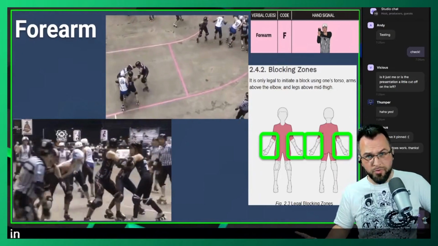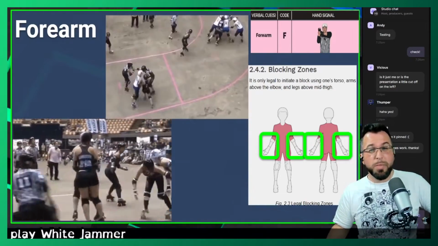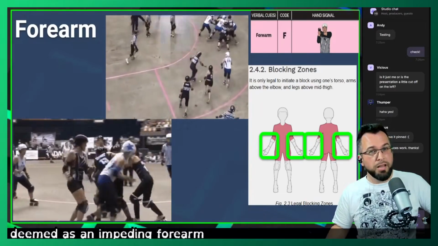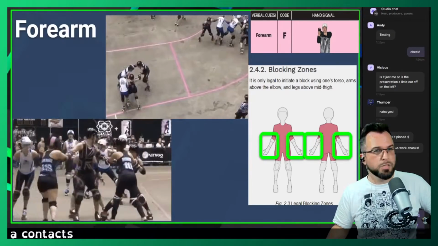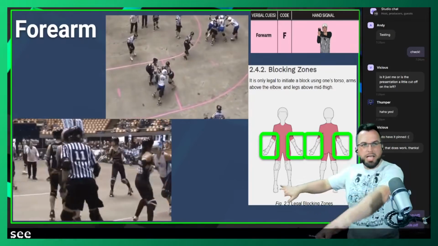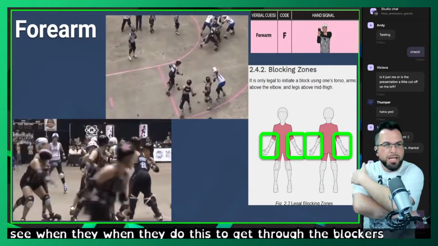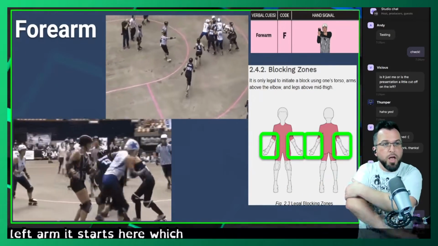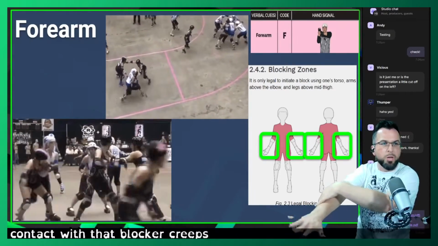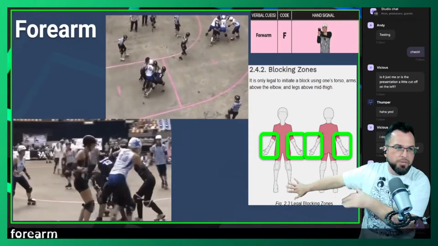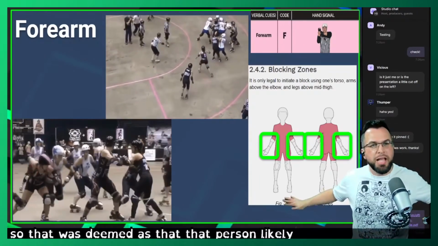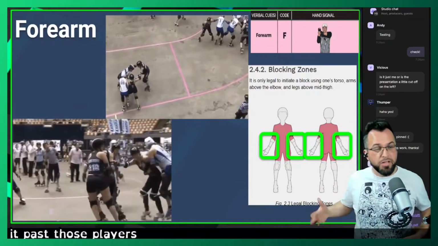In the bottom photo, the white jammer uses sort of a swimming motion, and it's deemed an impeding forearm. It's mostly the left arm. The contact slides from the upper arm past the elbow. You can see when they do this to get through the blockers, that left arm starts here, which is fine. But as they start to expand, the contact with that blocker creeps out past the elbow and onto their forearm as they complete the motion. That was deemed as that person likely couldn't have made it past those players having not done that motion.